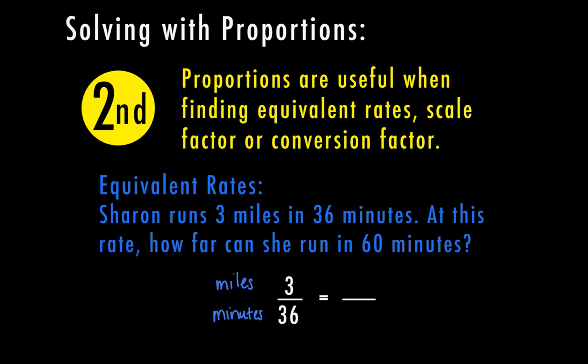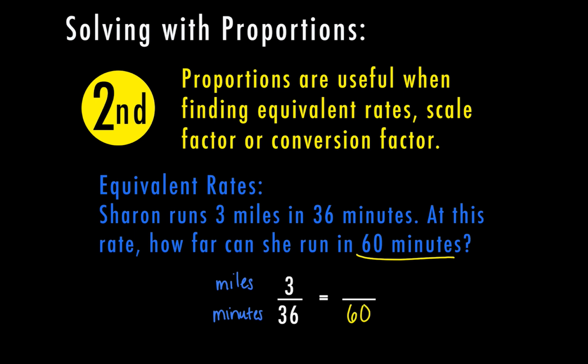And I have the first part set up here where I know that Sharon runs 3 miles in 36 minutes. The question wants to know how far can she run in 60 minutes? Well, since 60 is minutes, I can either put it on the top here or the bottom. And I know that minutes is on the bottom on this side, so minutes has to be on the bottom on the other side. So my 60 minutes is going to go on the bottom here.